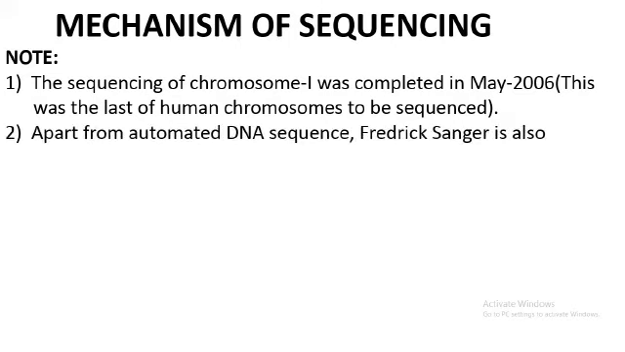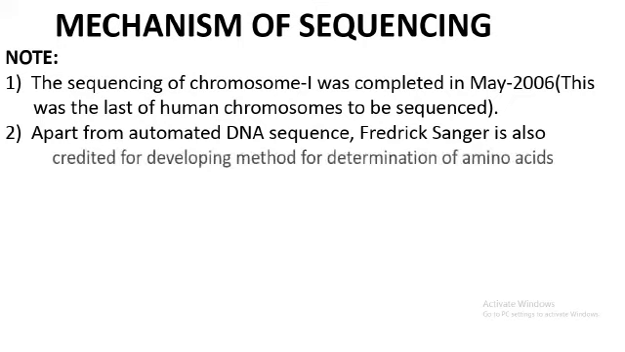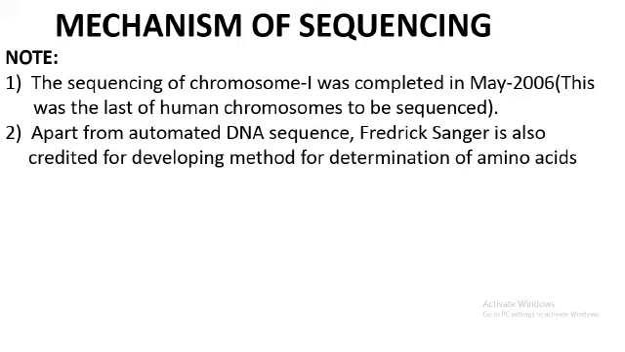The second important thing is about Frederick Sanger. Apart from developing the method of sequencing DNA, Frederick Sanger also contributed to developing the method for determination of amino acid sequences in proteins. That is, first he tried to arrange DNA sequences required for protein synthesis. Later on, he also tried to find out how amino acids are arranged in proteins. So Frederick Sanger has given an important contribution to the human genome project.